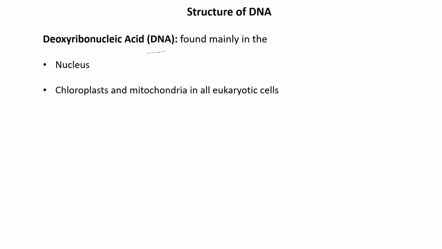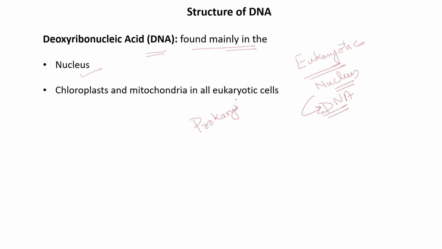Deoxyribonucleic acid, DNA. So the first type of nucleic acid, that is DNA, we are going to discuss here. They are mostly found in the nucleus. If we are talking about the eukaryotic cell, then the DNA is present in the nucleus, right? But if we are talking about prokaryotes, then the DNA is present in the cytoplasm itself. No nucleus is present in the case of prokaryotes. This we have already discussed in one of the sessions. So here we are going to discuss the DNA structure of eukaryotes.